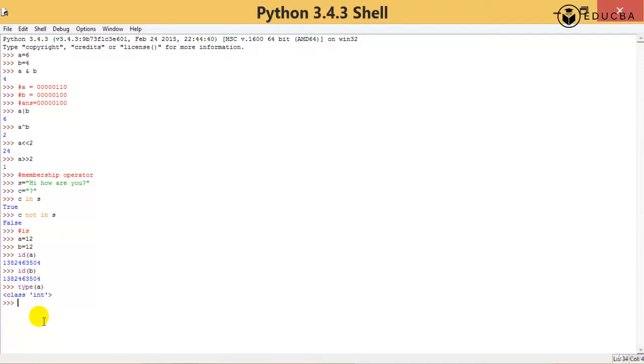Then if I want to compare the addresses of both, you will say, okay, can I not compare with a equal to b? Okay, but a equal to b is a comparison by value. It does not compare by the address. But if I say a is b, it says true, which means it compares the address and says, okay, both these addresses do match with each other. So a is b is a comparison by address or a comparison by id.